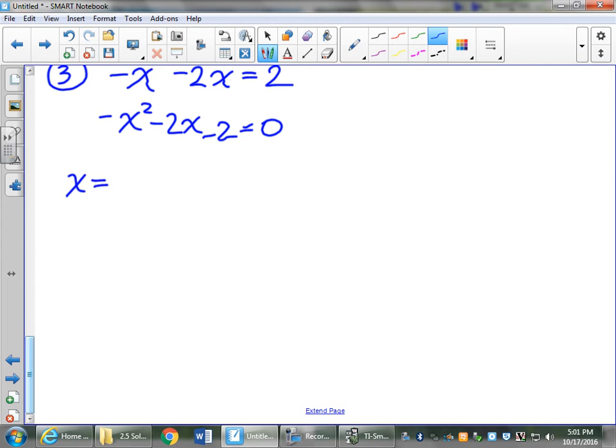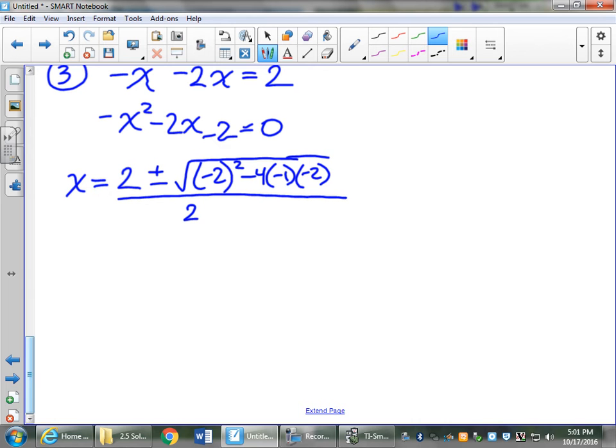So x equals negative b. In this case, my b is already negative, and the formula is negative. That means it's going to turn to a positive here, because negative 2 is positive 2. Plus or minus the square root of b squared minus 4ac, all over 2a. And take our time, make sure we execute this properly. 2 plus or minus the square root.